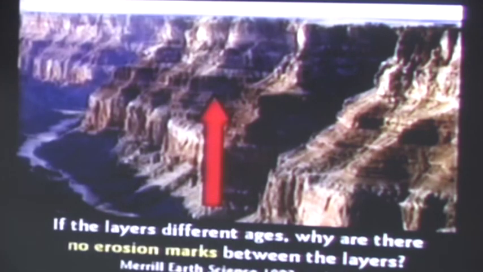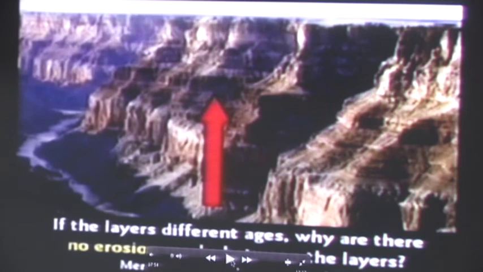If the geologic column were true, if you look at the side of the Grand Canyon and see all these thousands of layers, why are there no erosion marks between the layers? Don't you think if one layer sat there for 10 million years waiting for the next one, it would... That sounds like a question. As a matter of fact, it is a question. He just asked it. Once or twice?